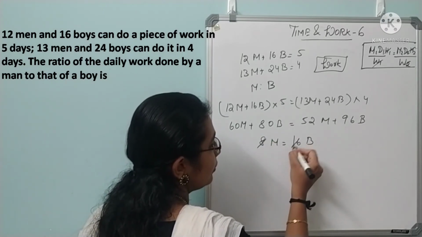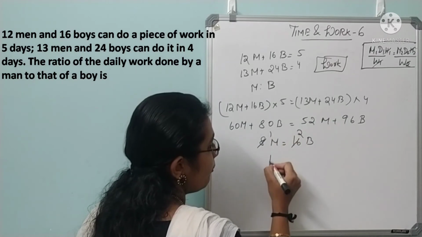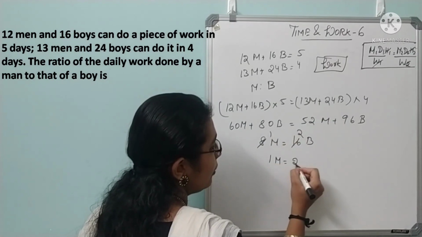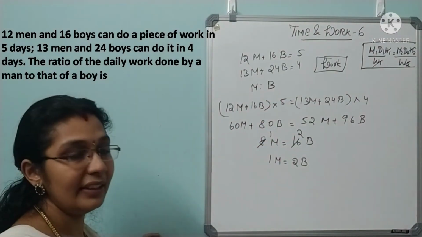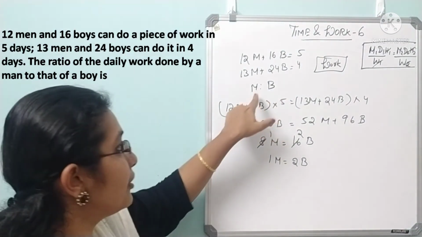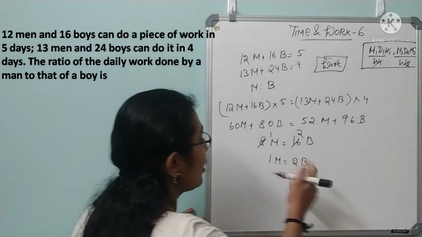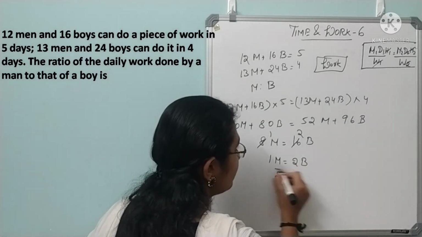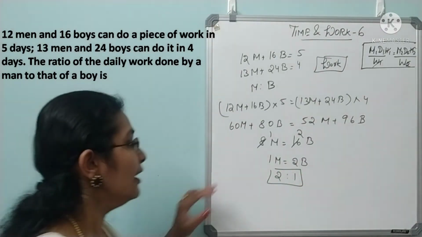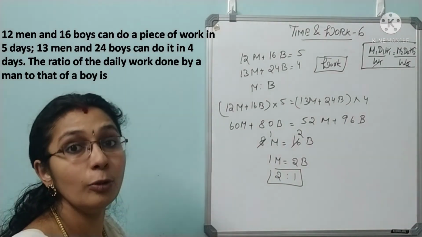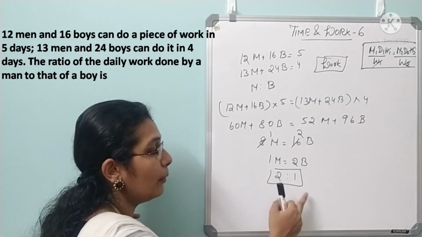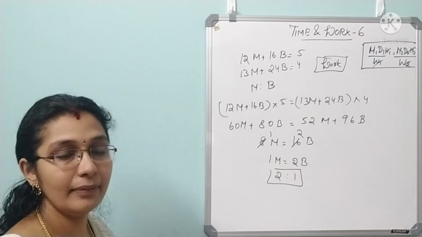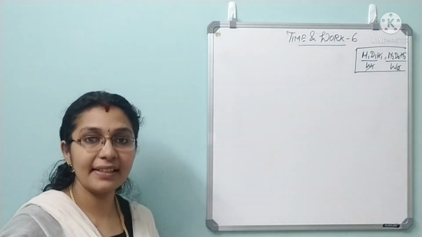So, one man is equal to 2 boys. So, their work ratio only they are asking. Man is to boy ratio only they are asking. So, 2 is to 1. Clear? How you got? See, that is one man can do 2 boys' work. Clear? So, the ratio of man to boy is 2 is to 1. Clear? So, we will go with the last and final question.